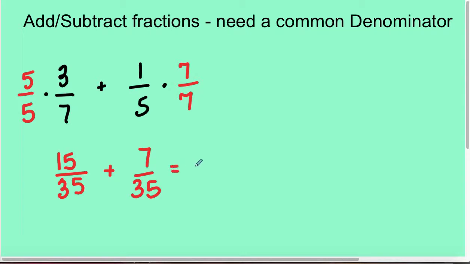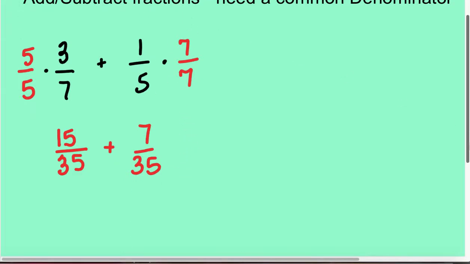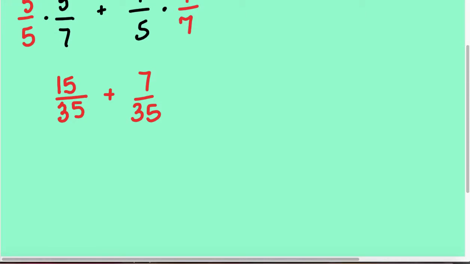Okay, now that the denominators are the same, we can actually add them together, okay? So we combine. We have to be really careful. We only add and subtract the numerators. We keep the denominator, okay? So this would be 15 plus 7 over 35, which gives me 22 over 35. And actually, I shouldn't use equals because it's an expression.